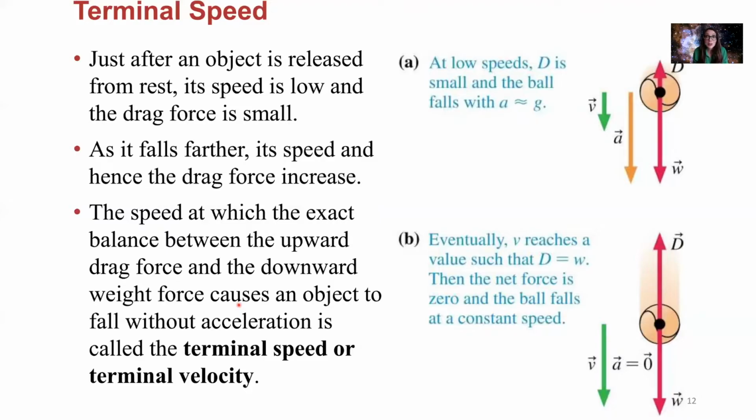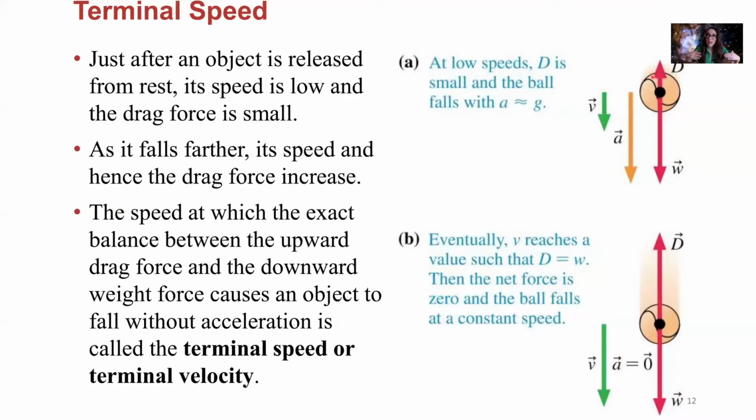That is your terminal speed or your terminal velocity. So here we have a depiction of this. We've got a ball that's just released from rest, so it's traveling downward at a low speed right now. It's falling at the constant acceleration of 9.8 meters per second squared. We've got its weight vector pointing down, and a small drag force opposing the motion.